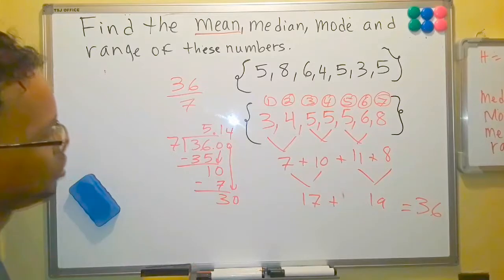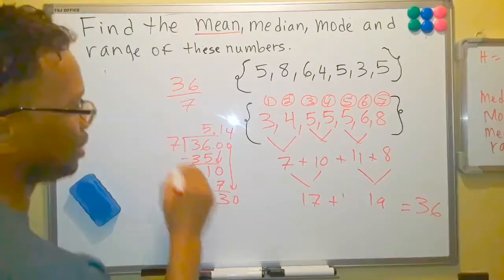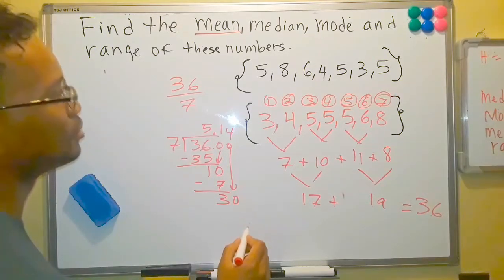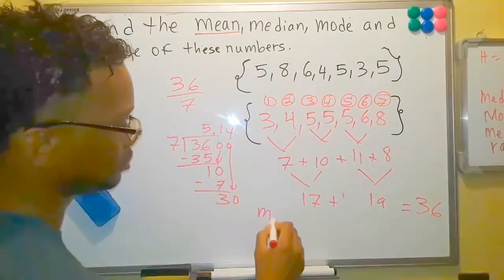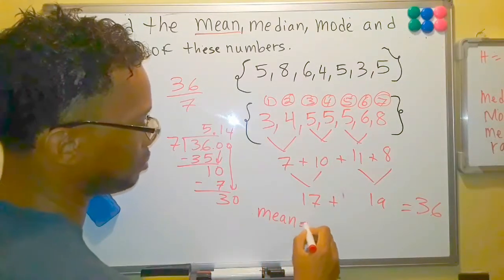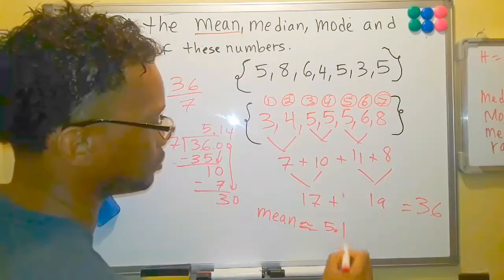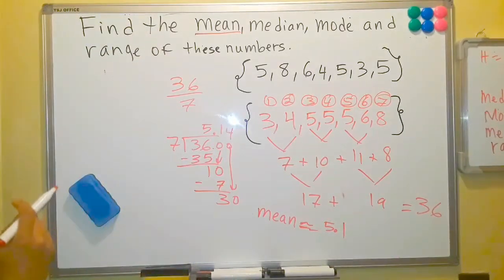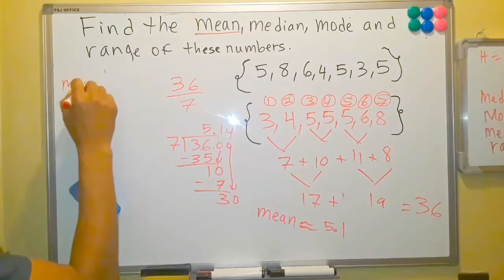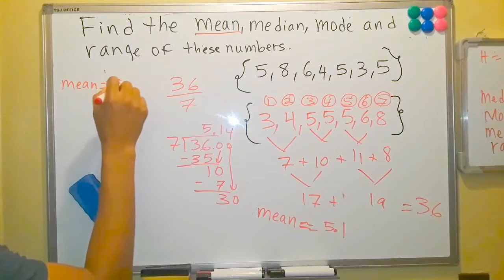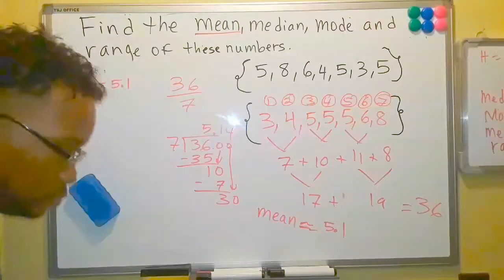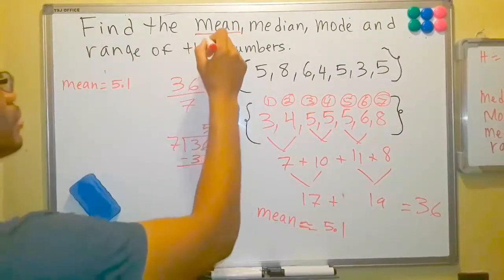So what I'm going to do, I give an estimate that the mean is approximately 5.1. Okay? So I'm going to write that down here. The mean equals 5.1. So we got that down pat.